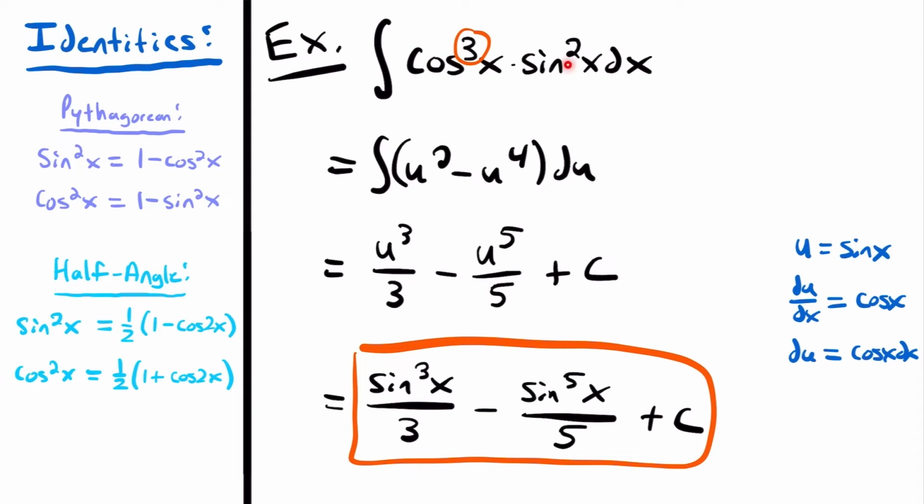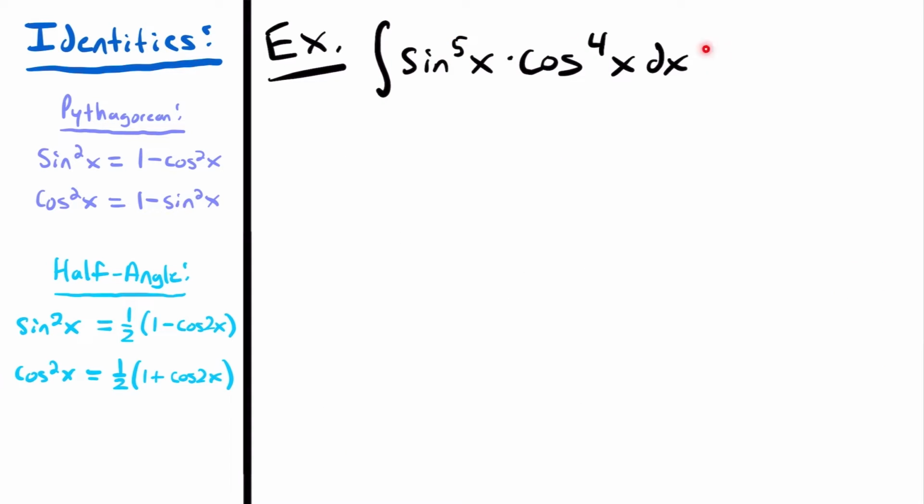Without manipulating this integral in the way we did, we would not be able to solve it otherwise. And so that's why it's important to try and rewrite the integral using one of your identities. Let's take a look at another example. So here's our next example.